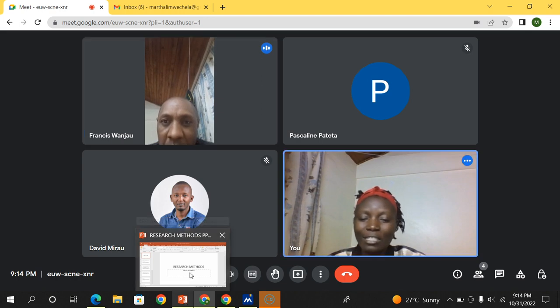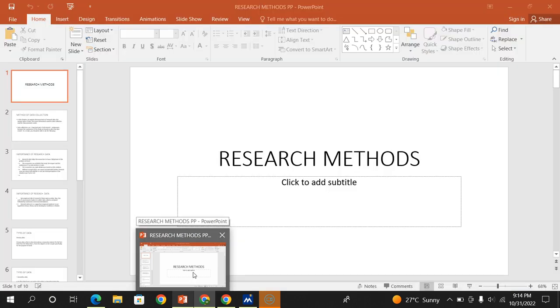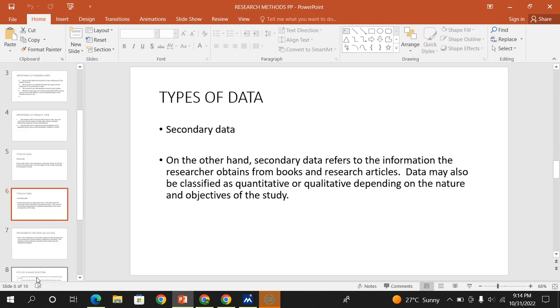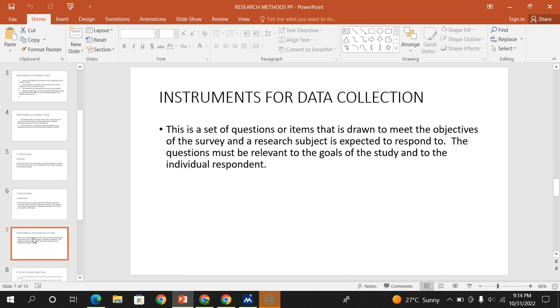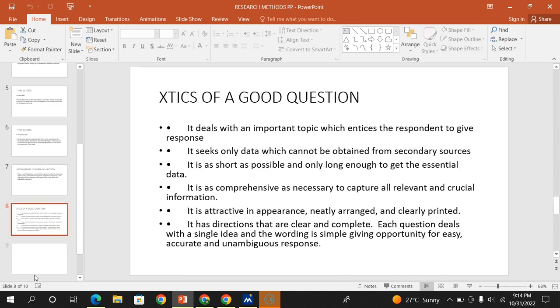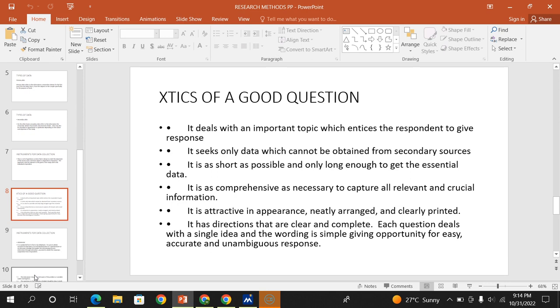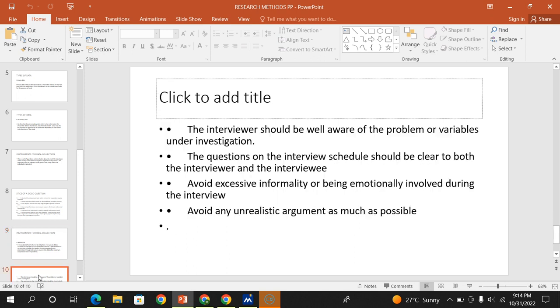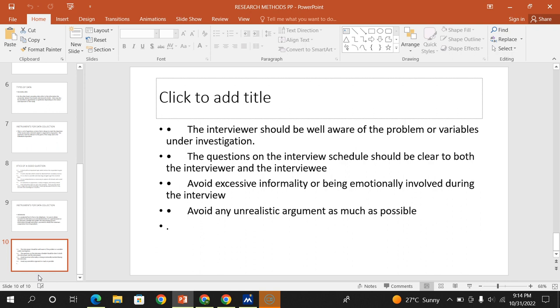My topic is all about research methods. I'll take you through research methods, method of data collection, importance of research data, types of data, then instrument for data collection, characteristics of good questions, and lastly we'll talk about interviews.